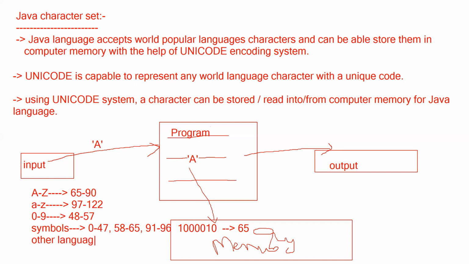Other language characters, other languages meaning like Telugu, Tamil, German, their codes are from 256 to 65,536. So this is how the codes are. These codes we have to remember. Once again, I'll discuss this Unicode system, what codes it is providing here. Unicode codes, for different languages, it will provide the code.